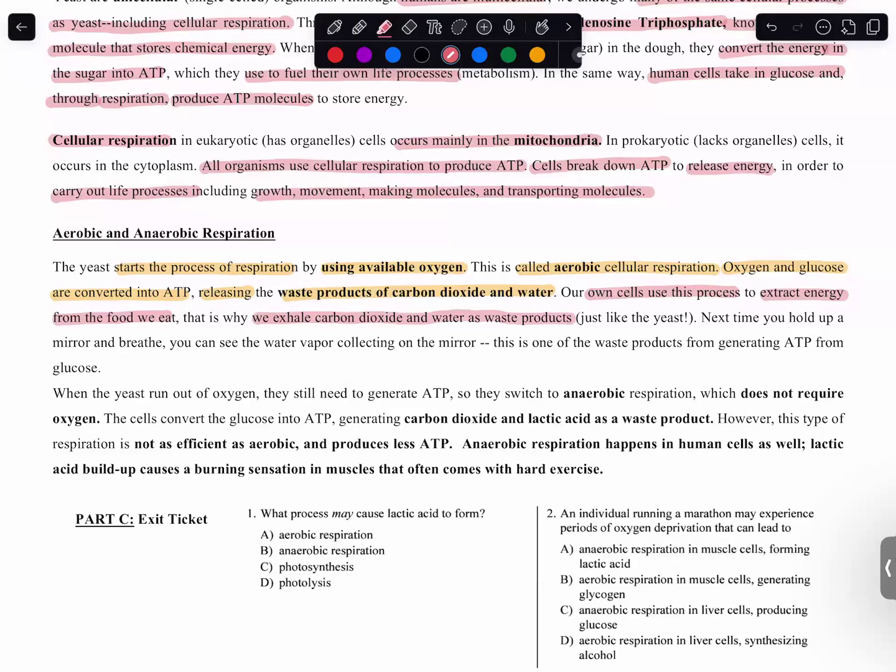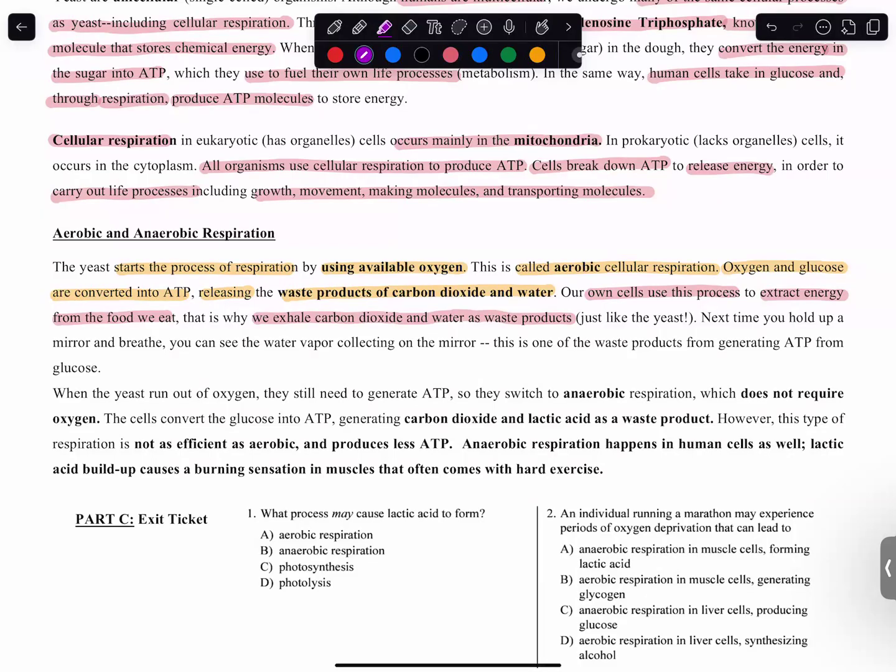So we keep coming back to comparing ourselves to the yeast and comparing the yeast to ourselves because we have so many similarities. Next time you hold up a mirror and breathe, you can see the water vapor collecting on the mirror. This is one of the waste products from generating ATP from glucose, right? So if you've ever exhaled on a mirror, you can see that there's some water vapor that is transferred from inside of our body out to the mirror, but it's not necessarily coming out as a liquid, right? We don't exhale liquid water, we exhale water vapor, which is gaseous water, okay? So that's where that moisture is coming from.